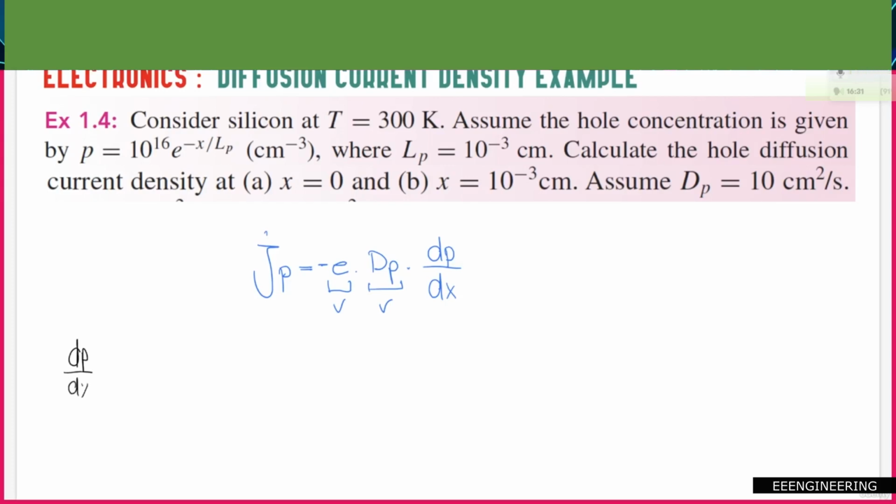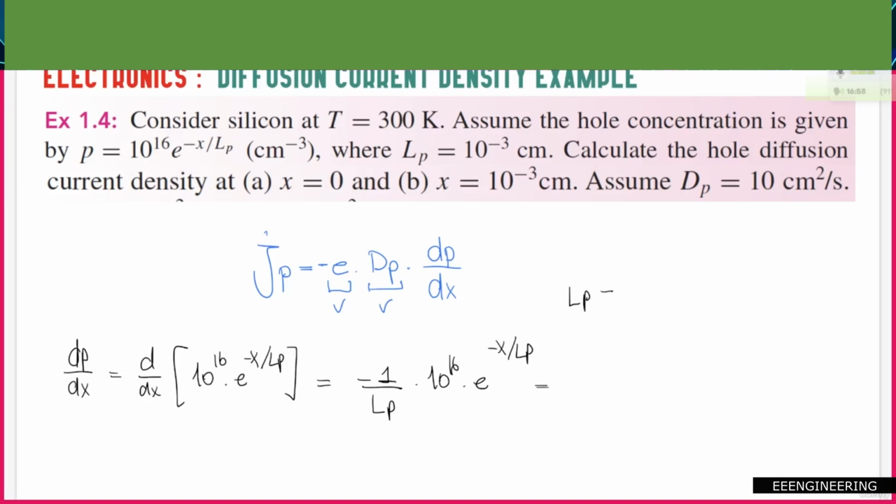dp/dx is going to be the derivative of the expression we have here, which is 10^16 times e^(-x/Lp). We take the derivative with respect to x. What we're going to have is minus 1 over Lp times 10^16 times e^(-x/Lp). And what we know is that Lp is equal to 10^-3. In that case, we're going to have minus 10^19 times e^(-10^3 x). This is the final derivative we have for the concentration of holes.